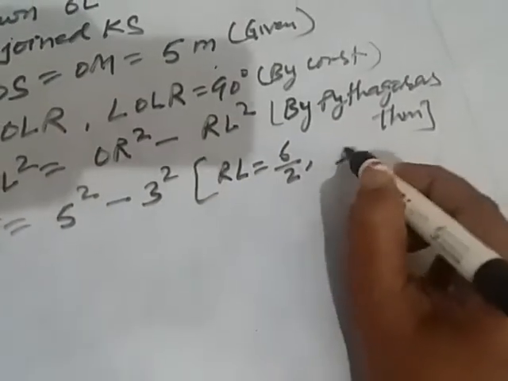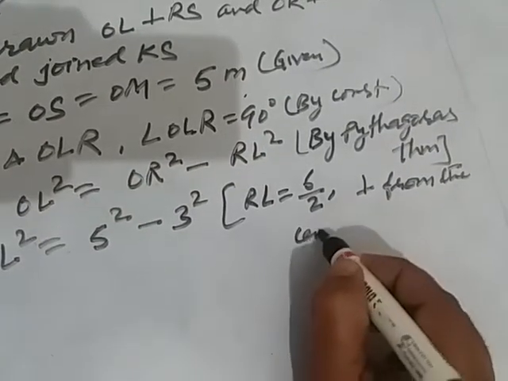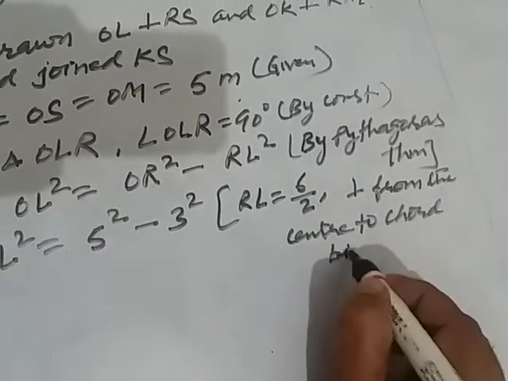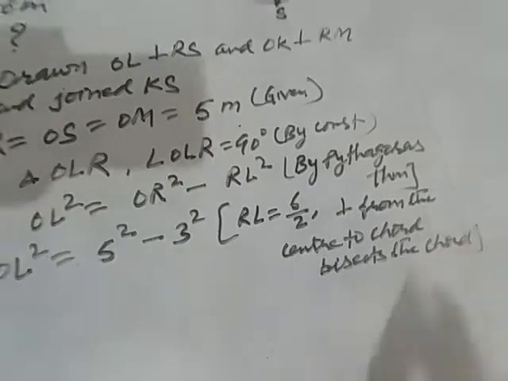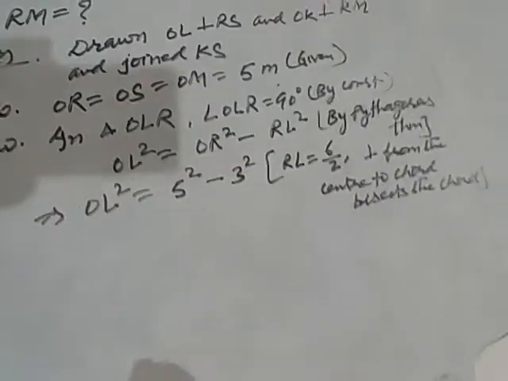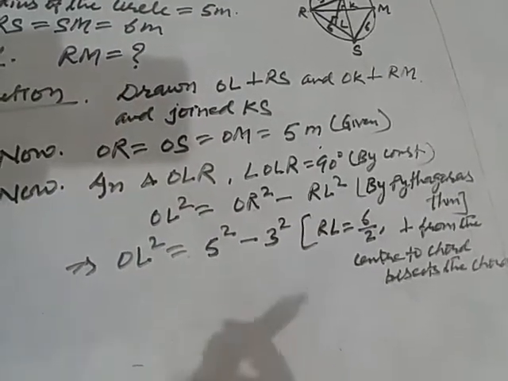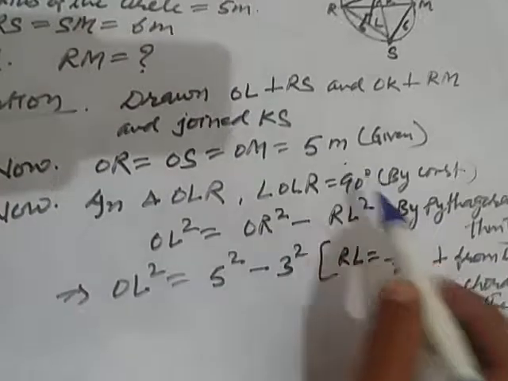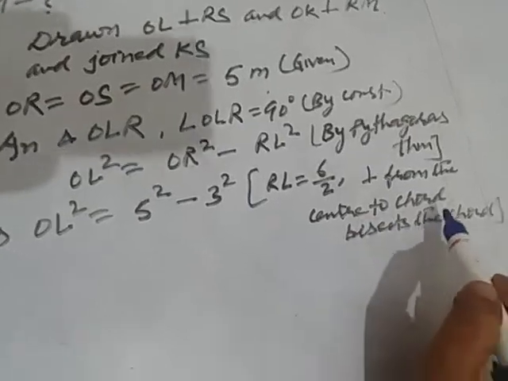Here you can write down perpendicular from the center to chord bisects the chord. Is there any doubt? Perpendicular from the center to the chord bisects the chord. Okay children? See, you should make it clear why RL equal to 3, because RL equal to RS upon 2, that is 6 upon 2. Why? Because perpendicular from the center to chord bisects the chord.